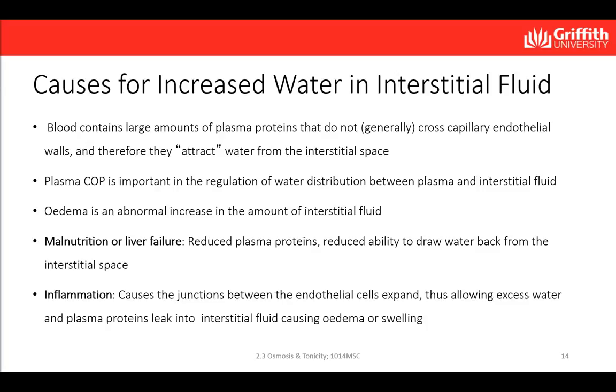During inflammation, the inflammatory chemical histamine increases capillary permeability by expanding the intercellular junctions. This allows plasma proteins to leak into the interstitial fluid, thereby increasing its osmolarity. As a result, large amounts of fluid are drawn from the capillaries into the interstitial space, leading to edema.